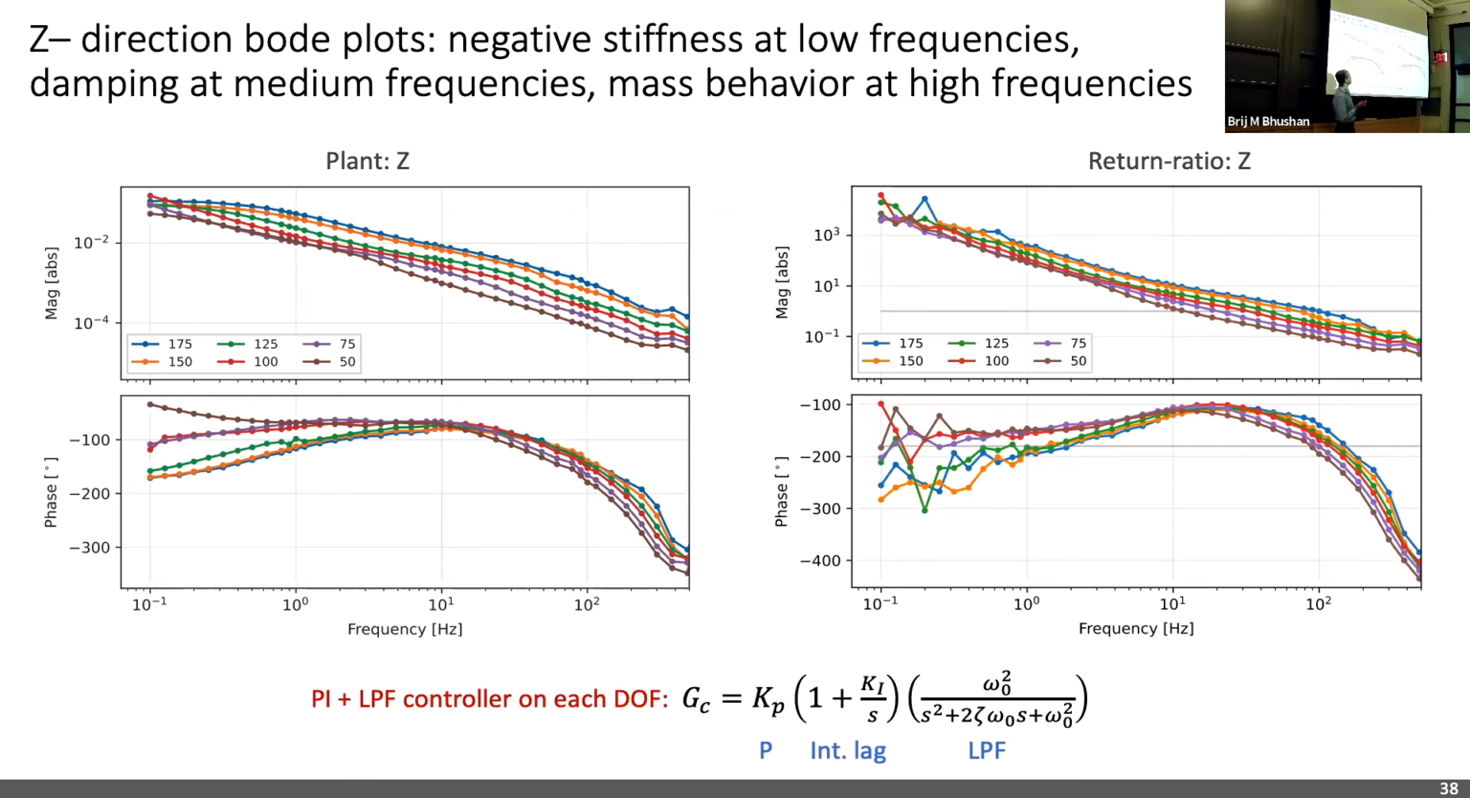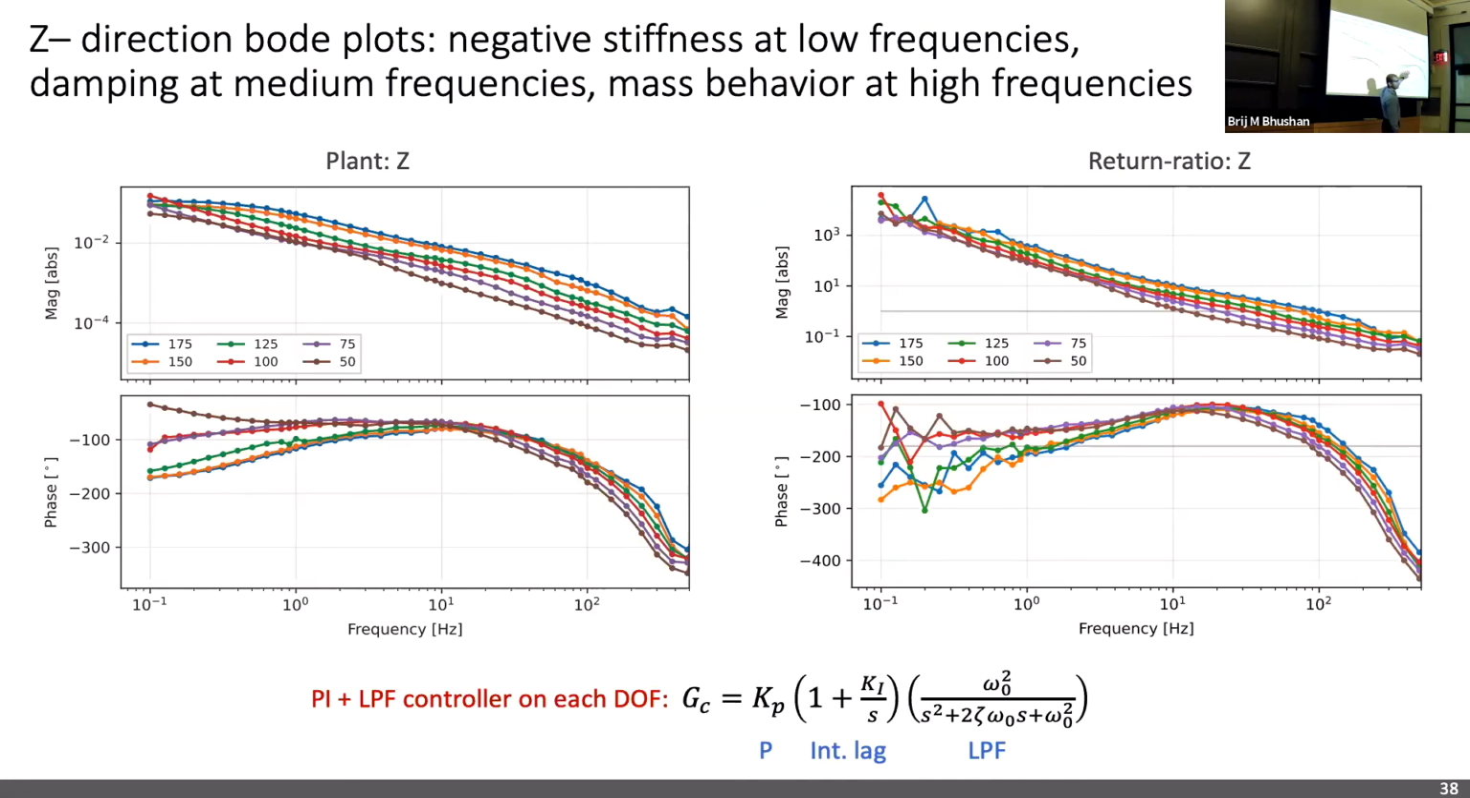At low frequencies, the plant is dominated by the negative stiffness effect. So it has a slope of 0 and a phase of negative 180 degrees. At medium frequencies, it's due to the damping from air. So the phase goes up to almost negative 90 with a slope of negative 1. And then at high frequencies, mass becomes dominant, as well as, we will see later, stiffness effect from the air film begins to dominate, and we have lower magnitude and phase.